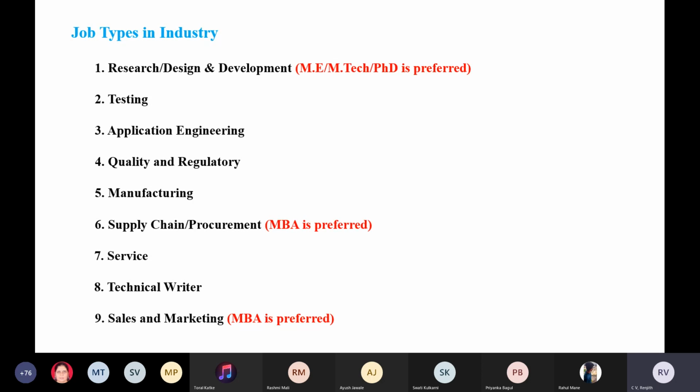What I've seen in my career is that almost 40% of the engineering graduates who join R&D eventually move to some other roles because they can't handle it, they can't manage the work in R&D. So you should have very good technical knowledge. Then only you should think about working in R&D.